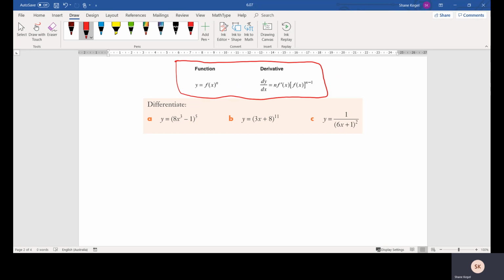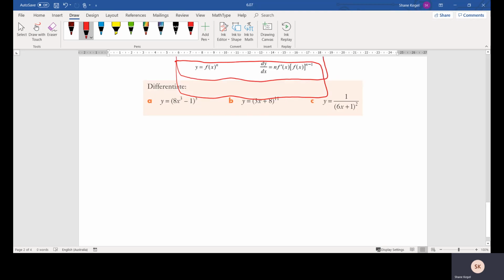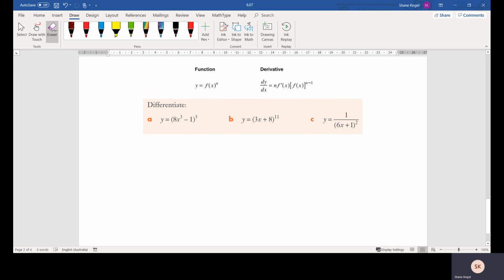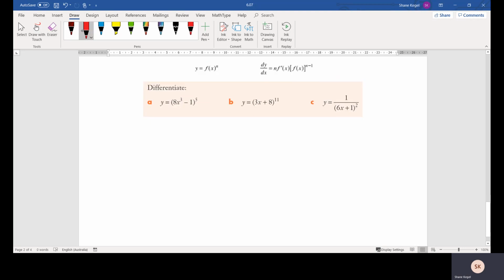So here, differentiate these. This is quite similar to what we were just doing before. That's a bit strange, that's moving. Okay, so let's have a look at part A. So essentially I'm finding, let's set u this time. I think they like to use u in the textbook. So the derivative of my inside function: 3 times 8 gives me 24x squared, and my constant cancels out.